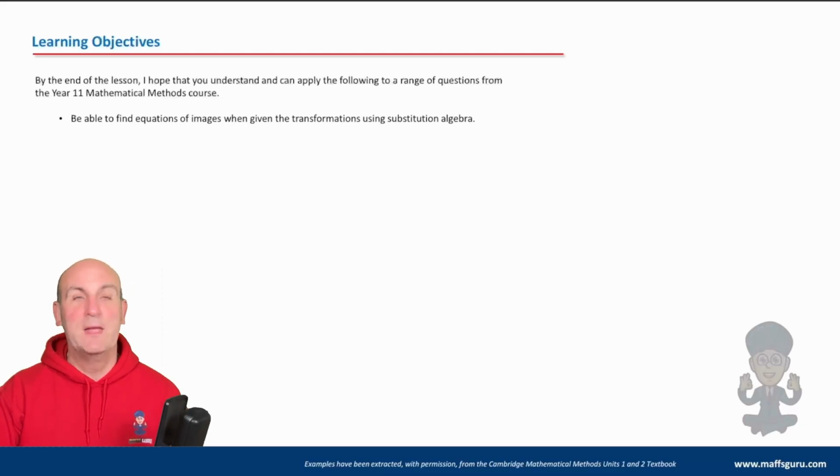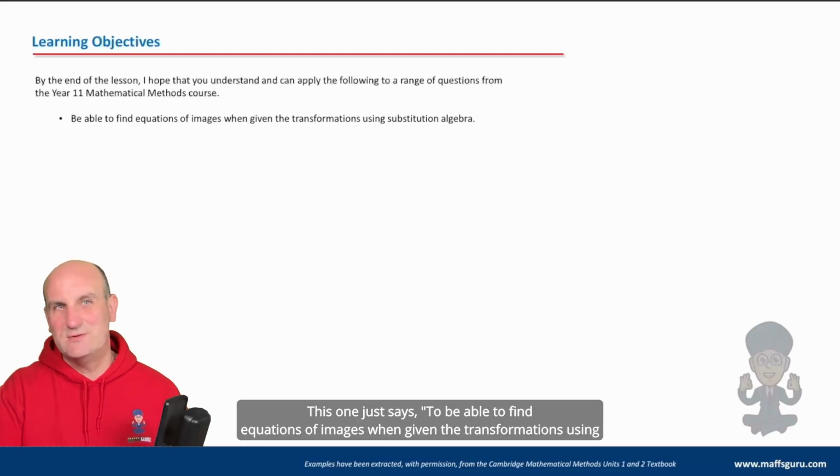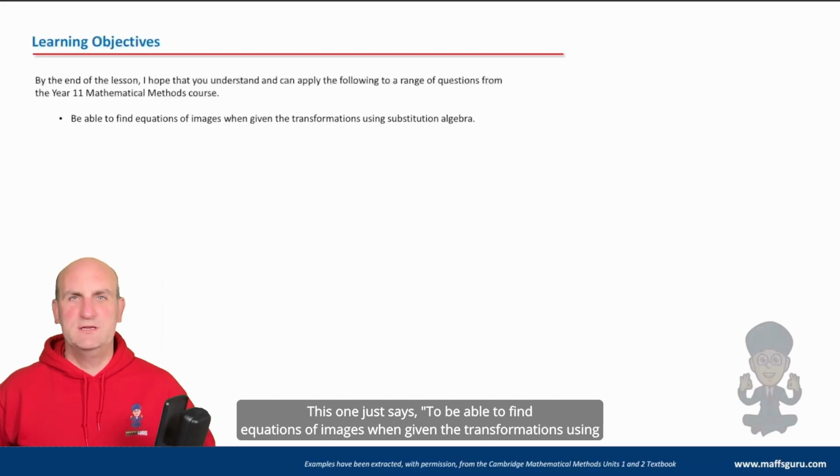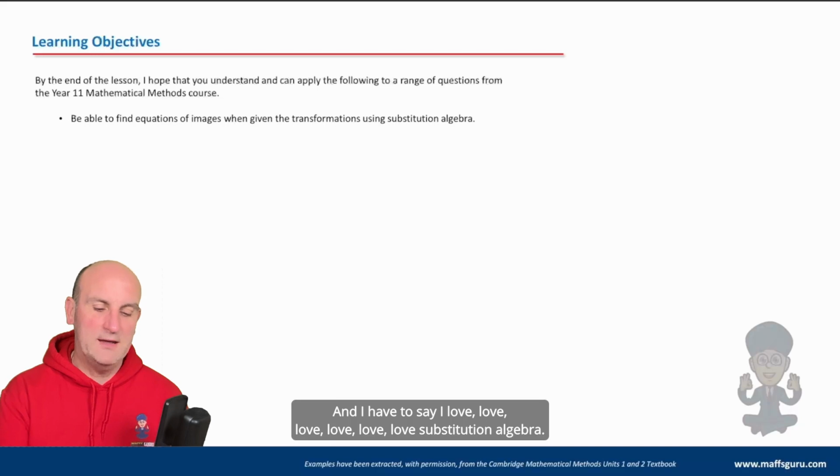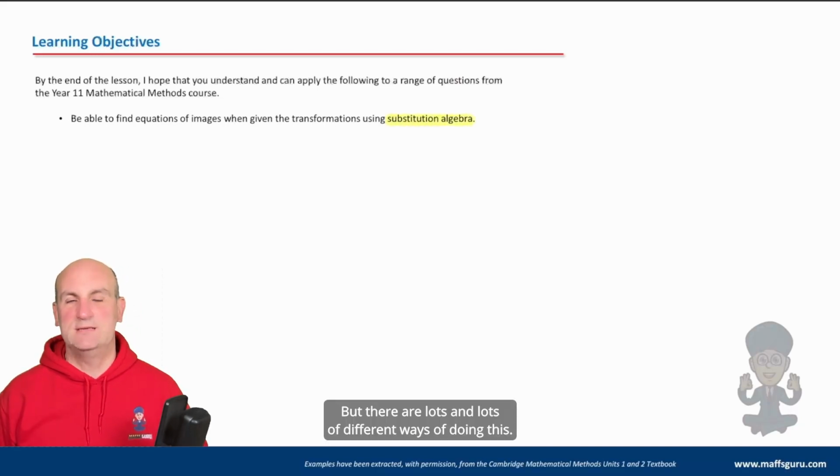Now, I normally start with learning objectives. This one just says to be able to find equations of images when given the transformations using substitution algebra. And I have to say, I love substitution algebra. But there are lots and lots of different ways of doing this.